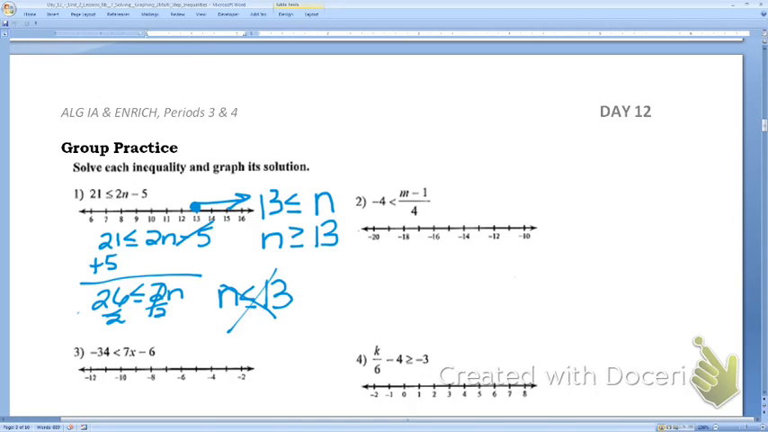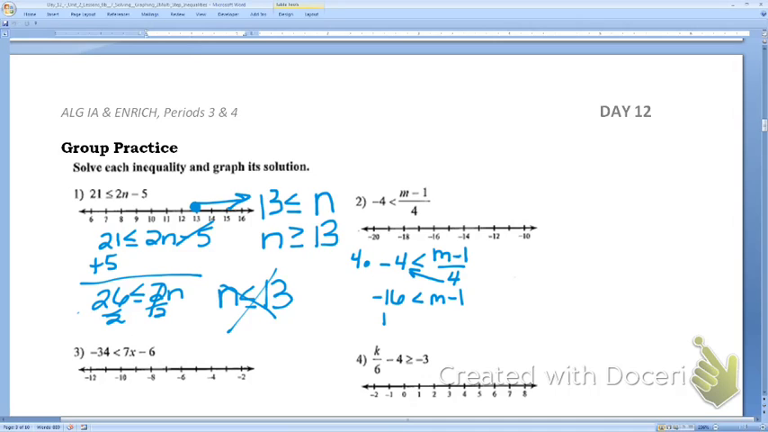Problem number 2, I'll go ahead and rewrite the problem. I notice that it is a complex fraction, so I need to multiply that 4 to the other side of the equation. So I get 4 times negative 4 is negative 16 less than n minus 1.